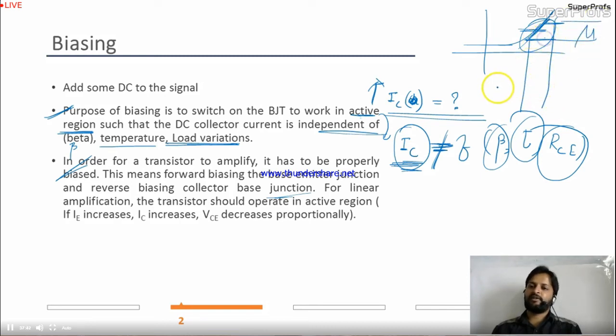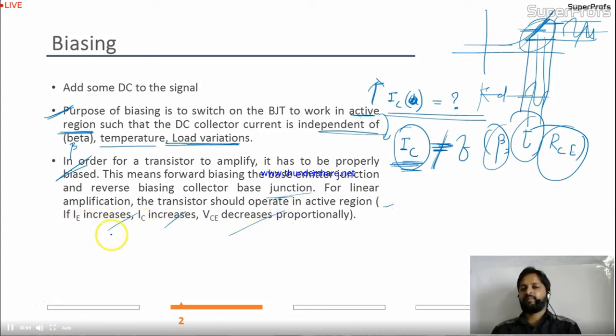In this region only you have to apply the input, that's why you have to shift it. So your input will come to this input mapping, and your input will be mapped at the output same as the input. So for linear amplification, the transistor should operate in active region. If IE increases, IC increases, VCE decreases.